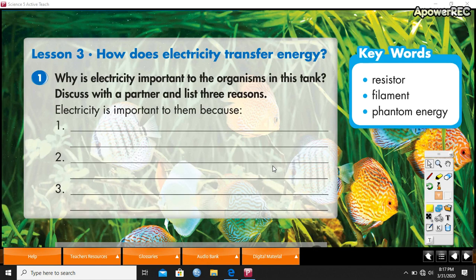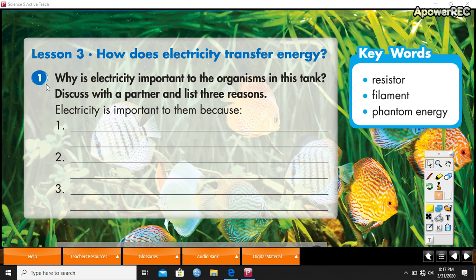Today we will learn lesson 3, how does electricity transfer energy? Now please open your textbook page 96. If previously you have studied about electric circuits, this time you will learn how electricity transfers energy. After you study this, you will understand how energy transfers form.